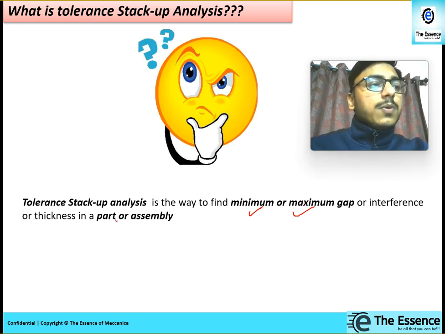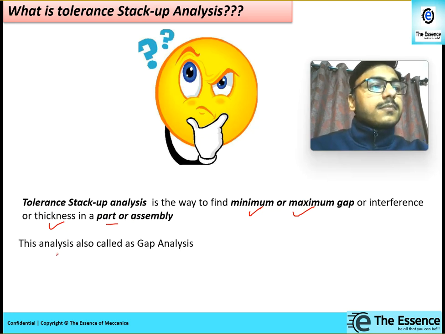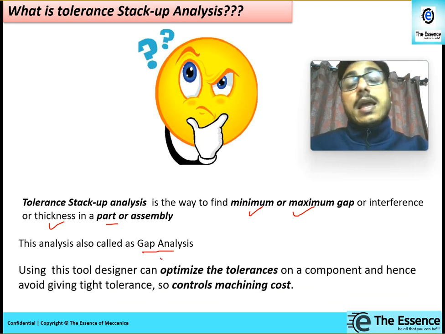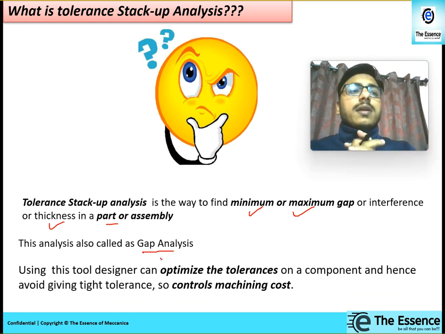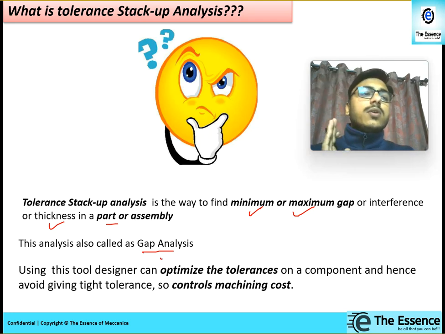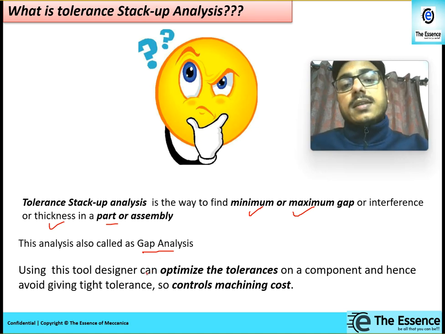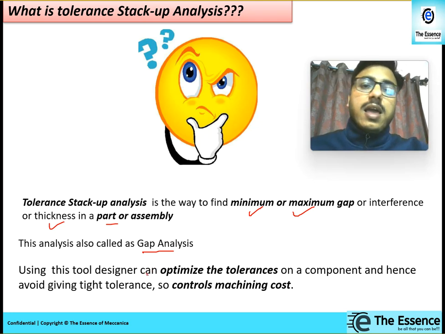In the case of a part, we can also calculate the worst case thickness. This analysis is also called gap analysis. By using tolerance stack-up analysis, we can optimize the tolerances, hence we can control the cost of a component. So that is why we generally go for tolerance stack-up analysis even at the part level as well.